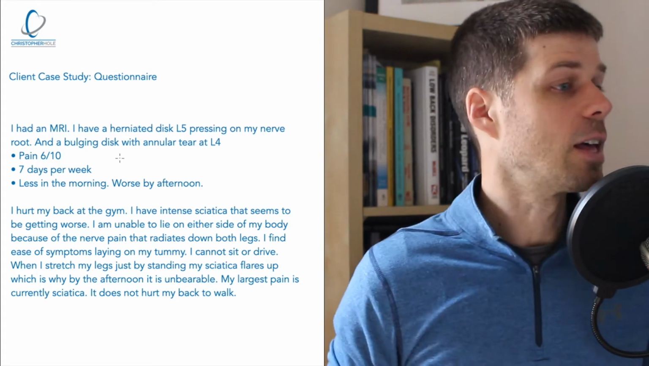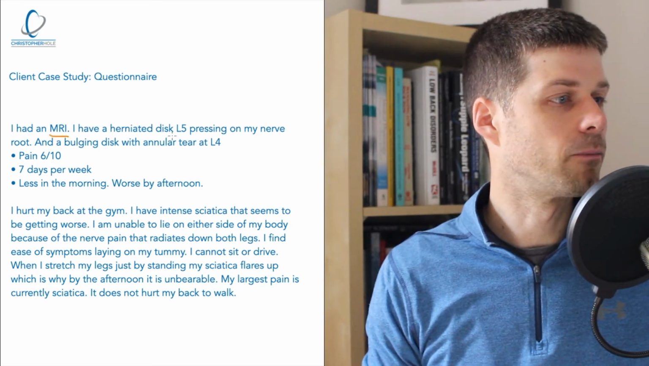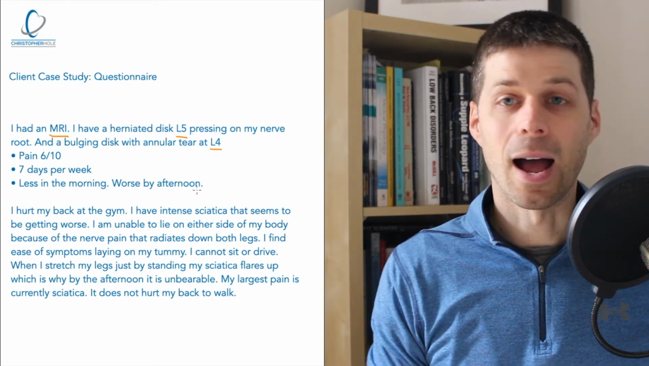So this client, as you can see, she'd had an MRI, she had a herniated disc at L5, and she had a bulging disc at L4.